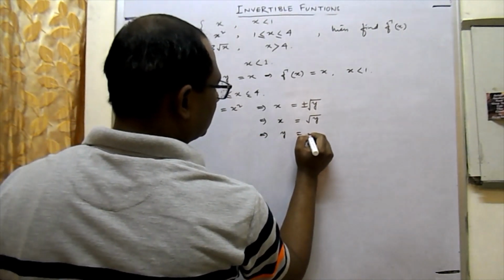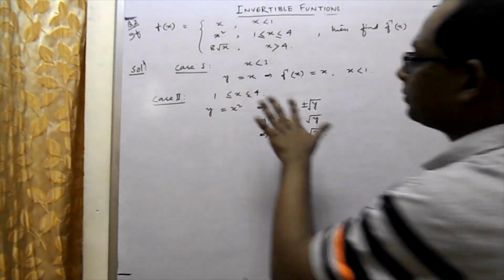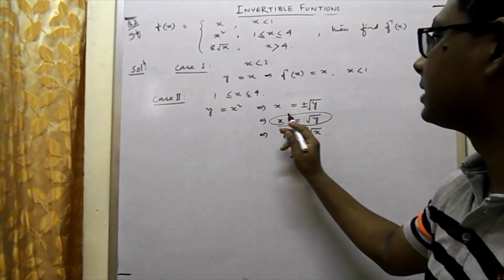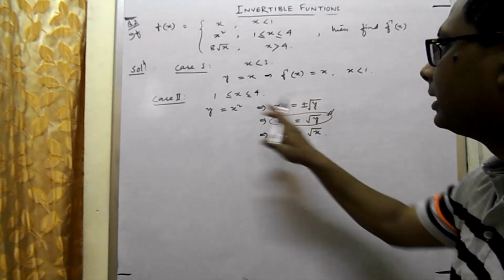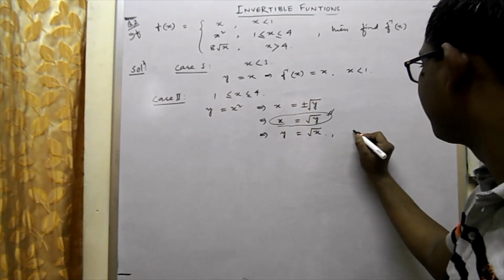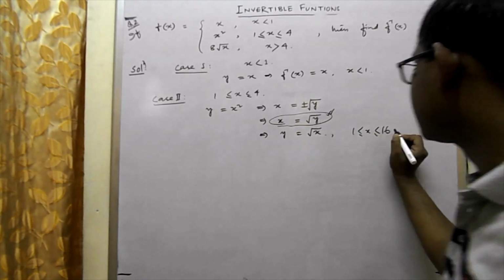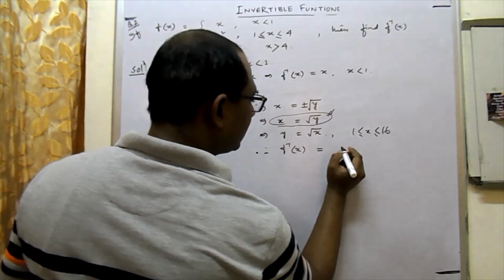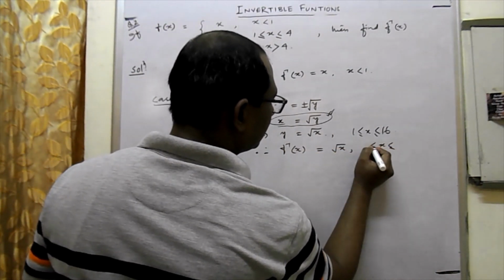So we'll get y equal to root over x. Now when x is lying between 1 to 4, we have to check where y will lie. When x is lying between 1 and 4 and x is positive, y will lie between 1 and 16. So this is true for all x lying between 1 and 16. So ultimately f inverse of x in this case will be root x if x is lying between 1 and 16.